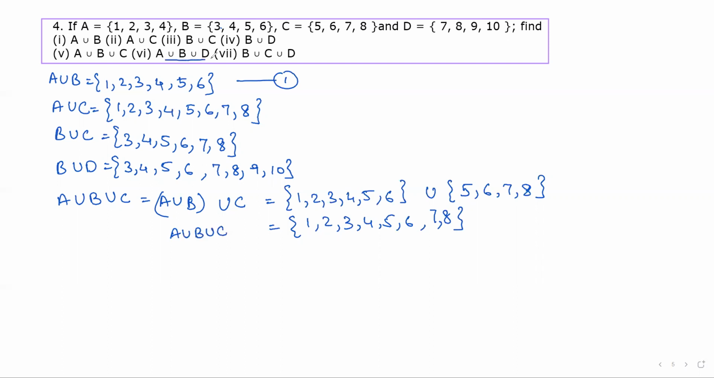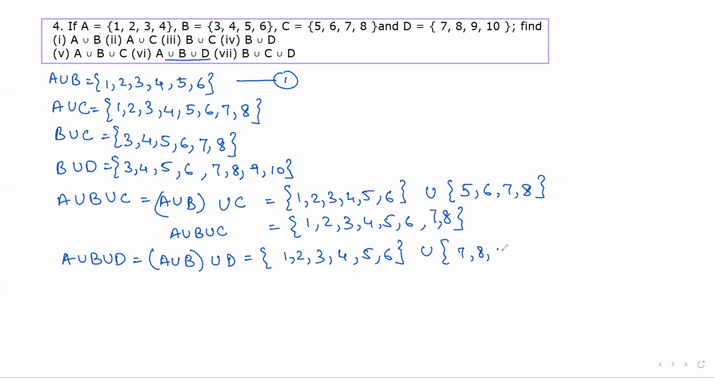Next, A union B union D. Now A union B union D will be equal to, again, A union B and uniting it with D. So this is 1, 2, 3, 4, 5, and 6, uniting with D: 7, 8, 9, and 10. So this would be writing the first set's elements as it is. 7, 8, 9, 10 are different elements, so we are including them in the set.